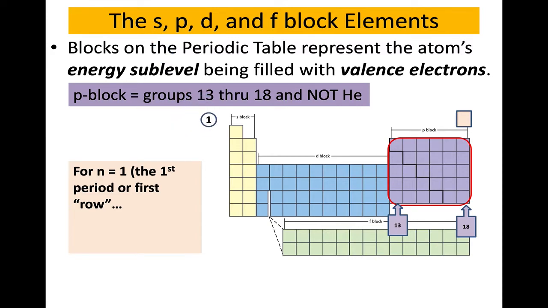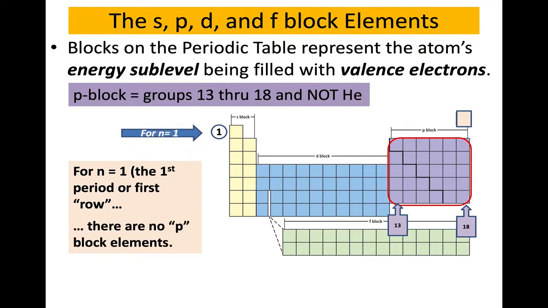So for n equal 1, or the first period or first row, that's these guys, there are no P block elements, just for the first row. If I go all the way across, there's nothing there. So there is no P for the first, just S.